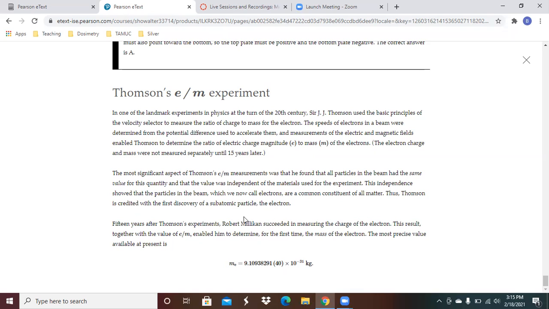15 years later, Robert Millikan succeeded in measuring the charge of the electron. That result, together with this, enabled him to determine for the first time the mass of the electron. And that's where it stands today.